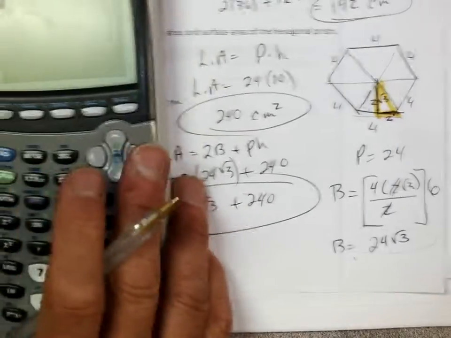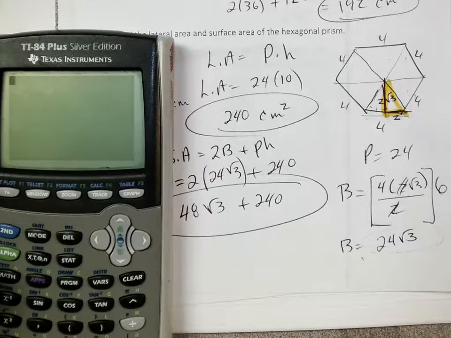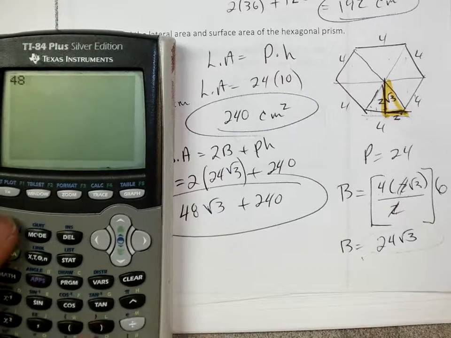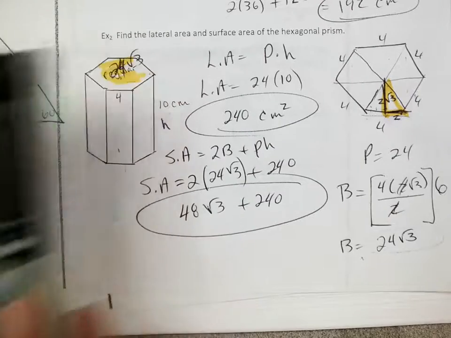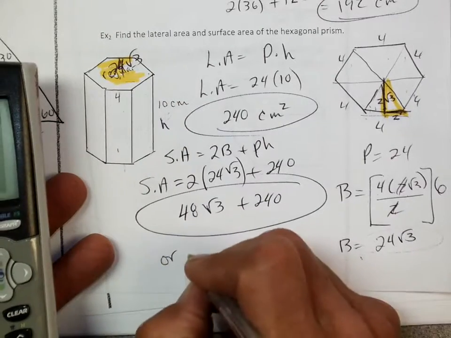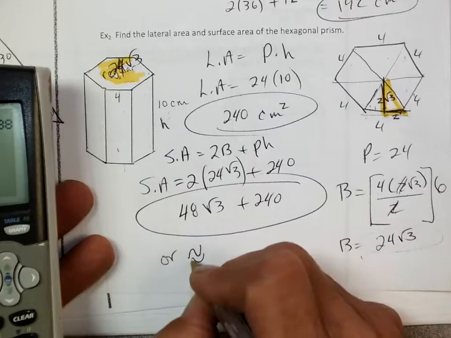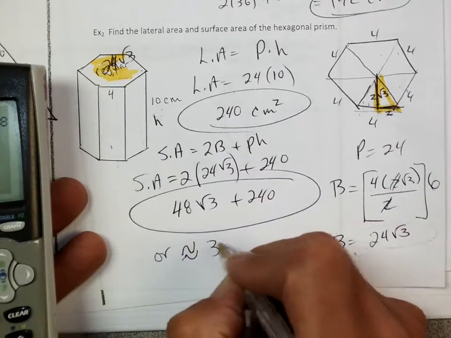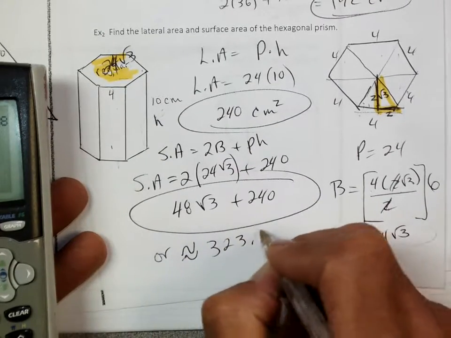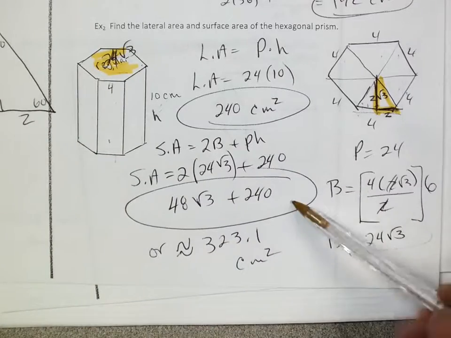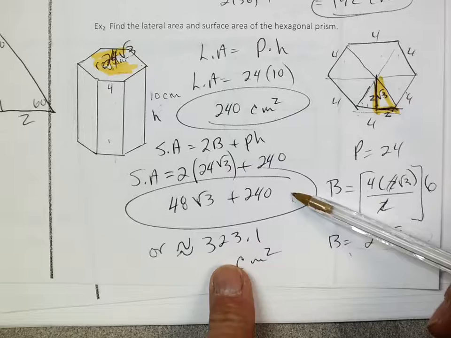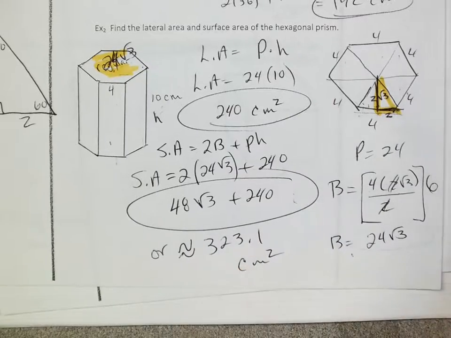A practical answer that you could actually say, well, I can make that, would be my 48 square roots of 3 plus 240, and I get an answer of approximately 323.1 centimeters squared, okay? Which answer do you like, the beautiful answer or the practical answer? The practical answer. I'll take either one, doesn't matter, okay?